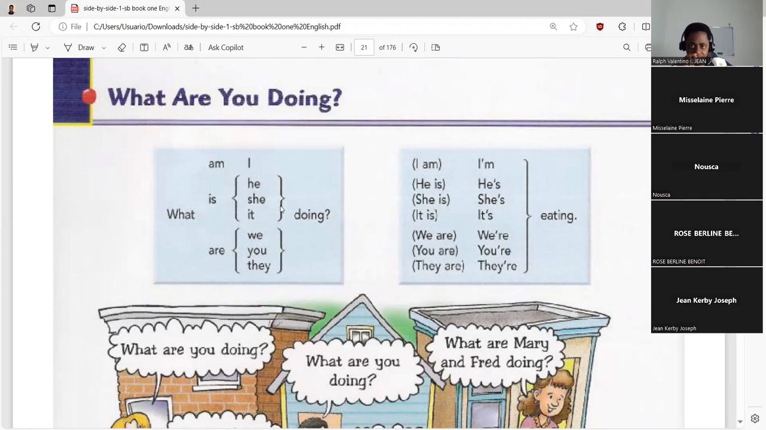OK, c'est même bagarre-là. On va répondre soit que vous utilisez la forme complète, I am, soit la forme contractée, I'm. Ça c'est forme contractée, ça c'est forme complète. I am, I'm; he is, he's; she is, she's; it is, it's; we are, we're; you are, you're; they are, they're. Dans la communication orale, on utilise généralement la forme contractée. Au lieu de dire they are eating, on peut dire they're eating. We are walking, we're walking.